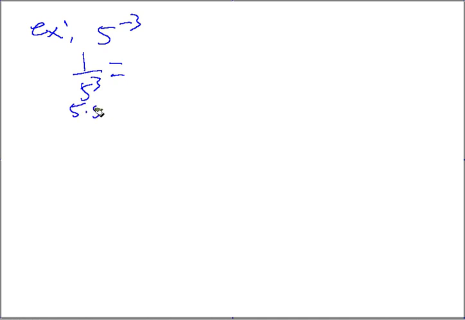So what's 5 cubed? Well, that's 5 times 5 times 5, if you recall that, right? For exponents. 5 times 5 times 5, that's 125. This is 1 over 125 here. Okay, so can we see that? Hopefully we can interpret negative exponents correctly. Let's try this problem here.